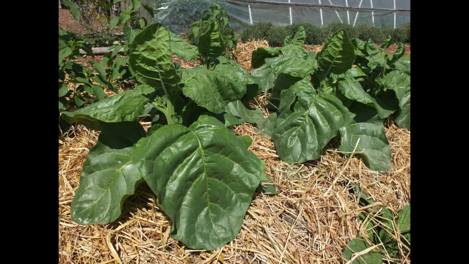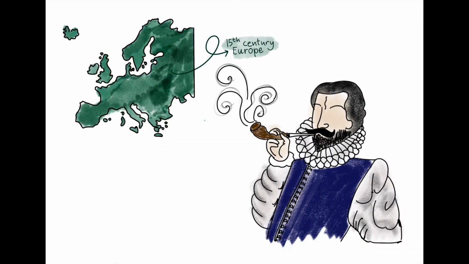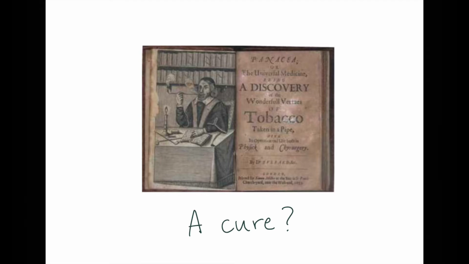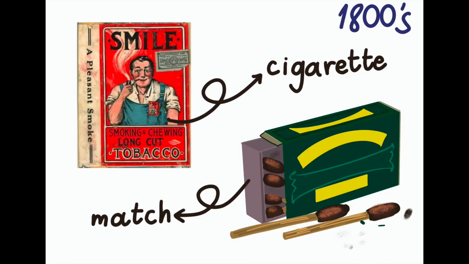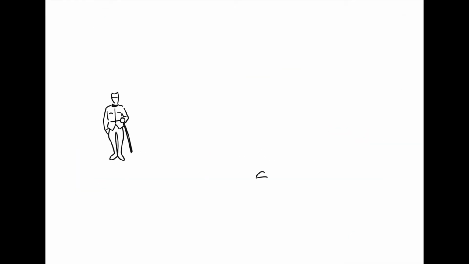Smoking. The cultivation and use of the tobacco plant has origins in Central America. By the 15th century, the tobacco leaf had reached Europe, mostly to be smoked in pipes or as cigars, but increasingly considered as a cure-all for many common conditions. With the mass production of cigarettes and the invention of the match in the 1800s, smoking became available to many people. It has become easy and affordable.